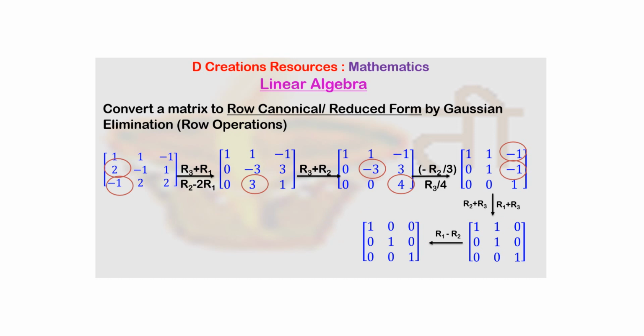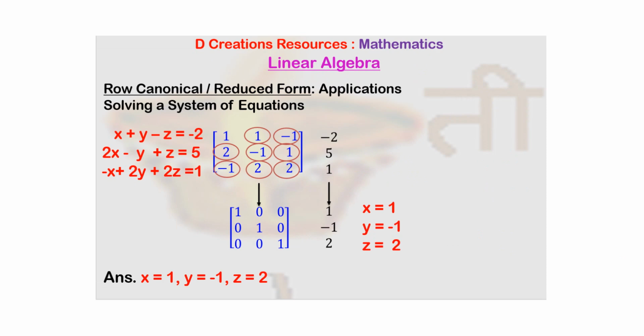Now let's quickly look at its application. See, we have done all these operations. We are going to make use of the same operations but with something additional. See this system of equations. x plus y minus z is equal to minus 2. 2x minus y plus z is equal to 5. And minus x plus 2y plus 2z is equal to 1. If you just make a matrix out of the coefficients of these equations, so 1, 1, minus 1, 2, minus 1, 1, minus 1, 2, 2.